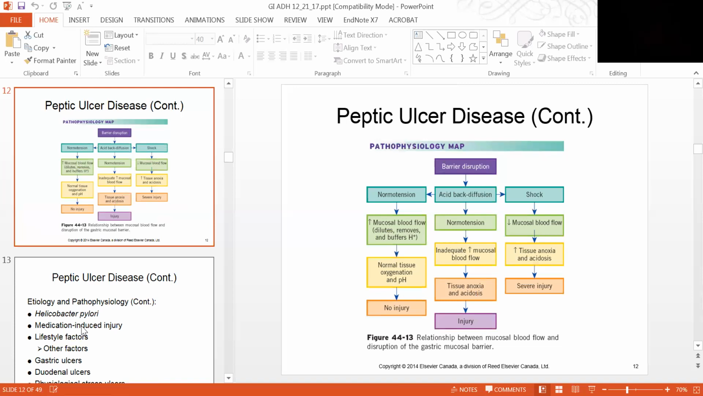And again, this is just once you have that barrier disruption. The patient who is normotensive, that the blood pressure is normal, you're going to have adequate flow. But if the patient becomes hypotensive, with a decreased blood pressure, or ischemic, you're going to have decreased flow to that mucosa, and that's when you're going to get that real opening of an increased capillary permeability.